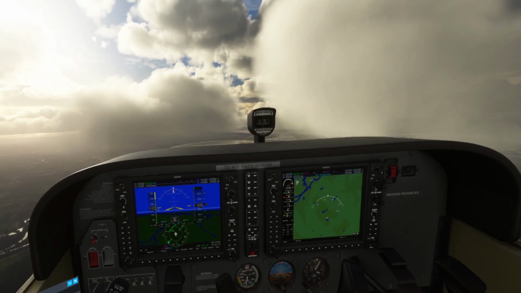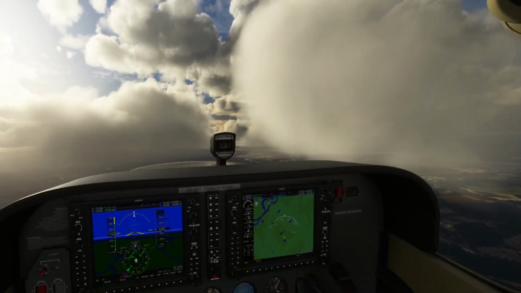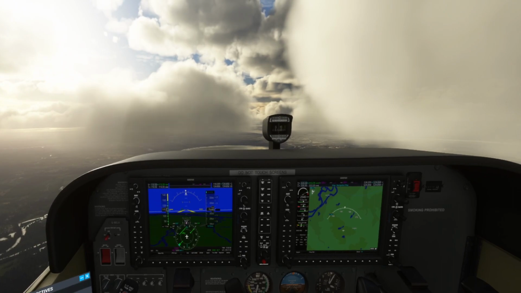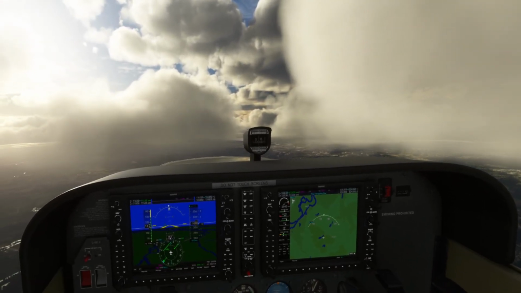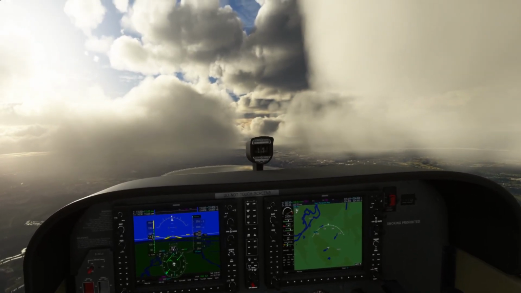The outbound leg of our hold is 210. So 210 minus 30 is 180. So we'll leave the VOR on heading 180 for 1 minute.